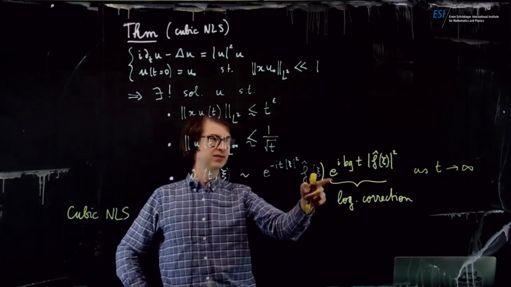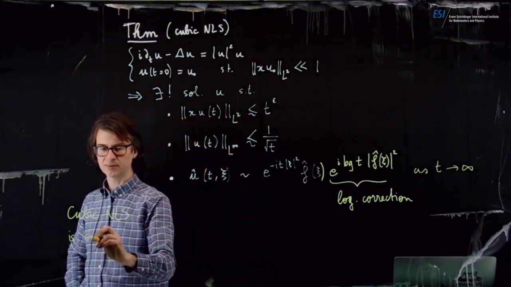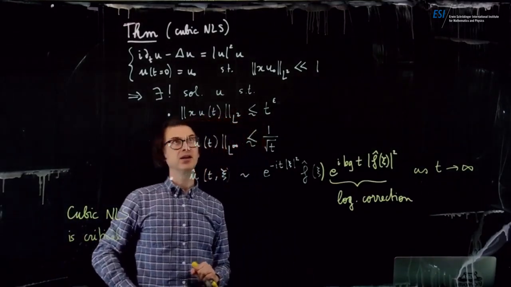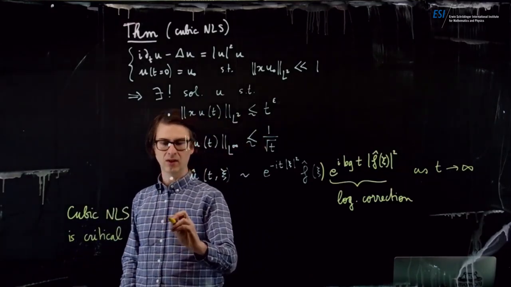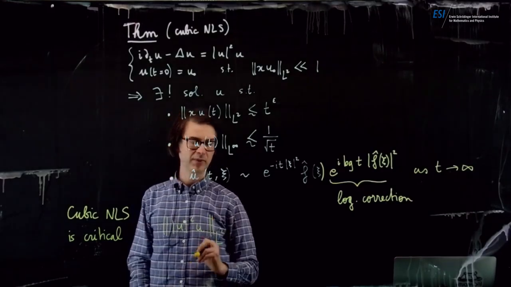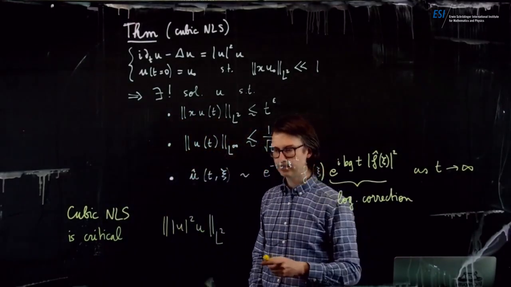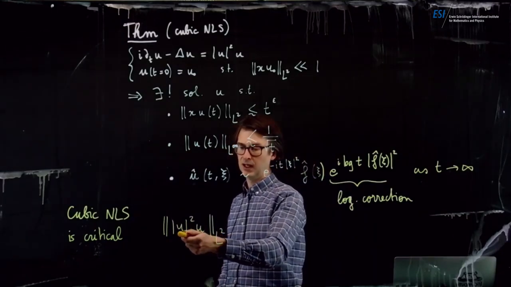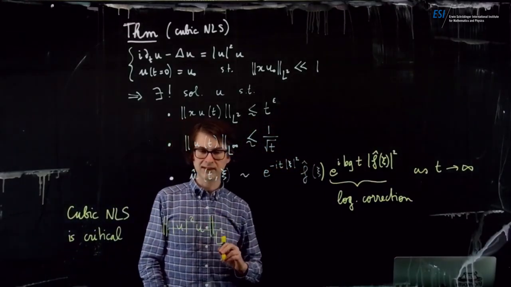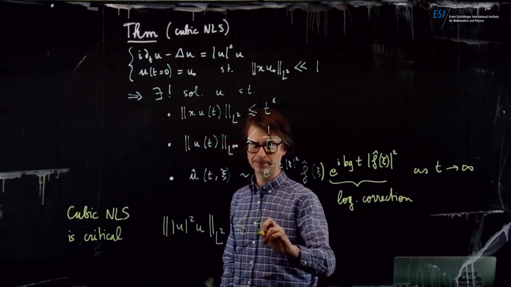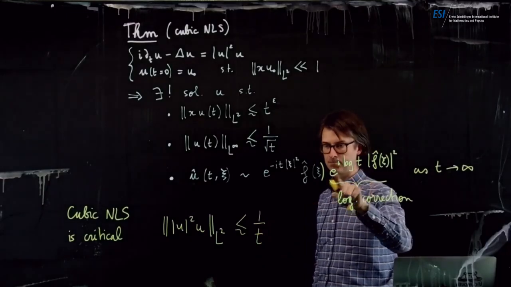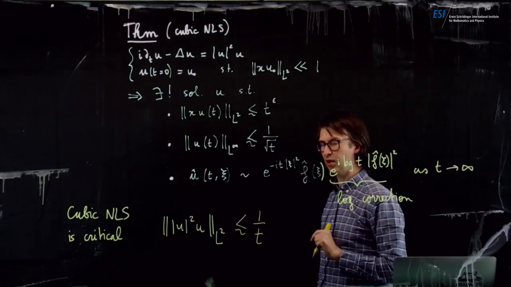Right, so why could we have expected such a correction? Cubic NLS is critical in some sense in dimension one. Why is that? It's because the nonlinearity barely fails to be integrable in L2. So let's look at u squared u in L2. In the best possible case, u is bounded in L2 and decays like 1 over root t in L infinity, like a linear solution would do. So in this case, this would be like 1 over t, which is not integrable, and actually whose integral gives a log. So this is one explanation why you get this log here.